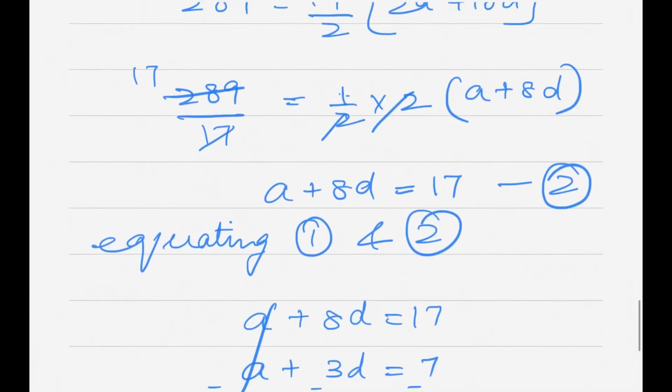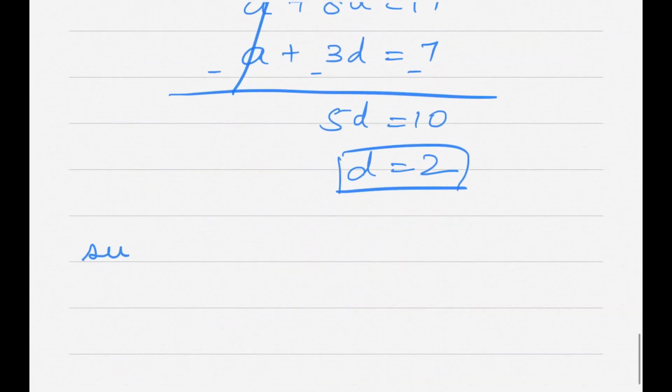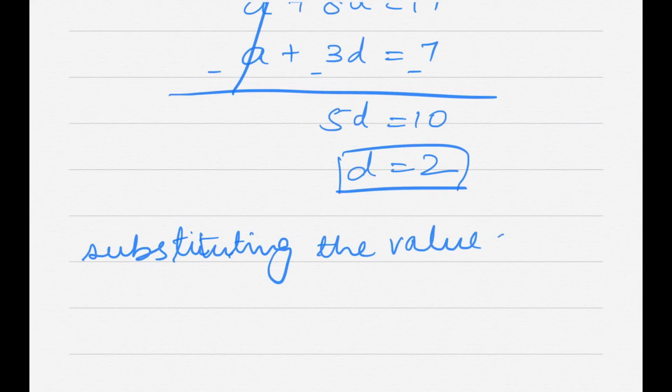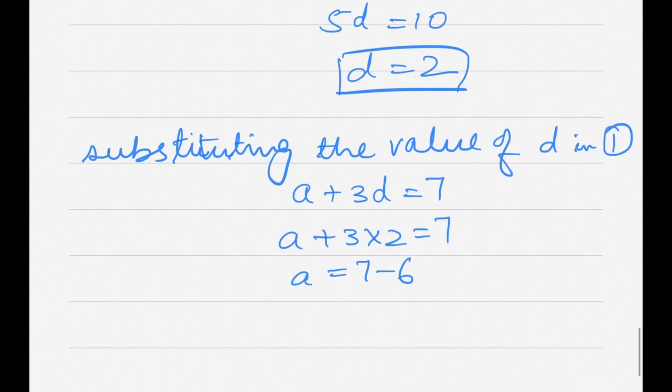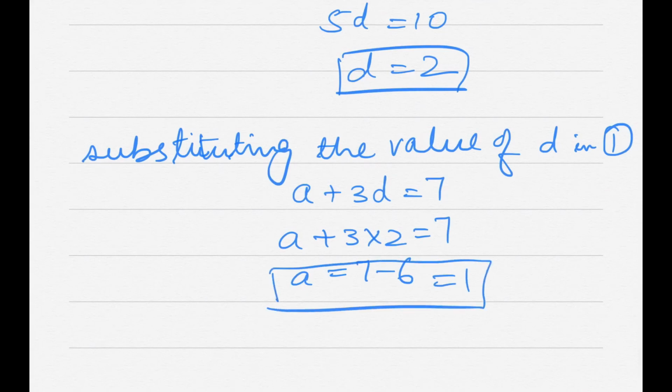Now substituting the value of d in the first equation. My first equation is a plus 3d is equal to 7. So a plus 3 into 2 is equal to 7, so a is equal to 7 minus 6, which is equal to 1. So I got my a as 1.